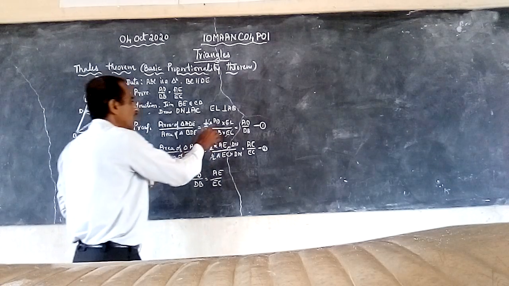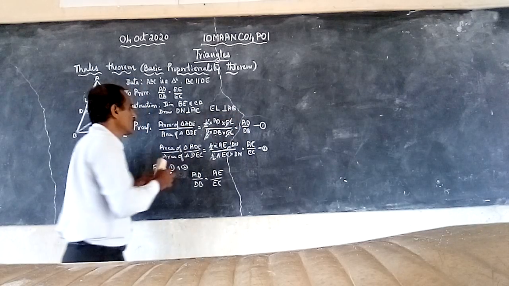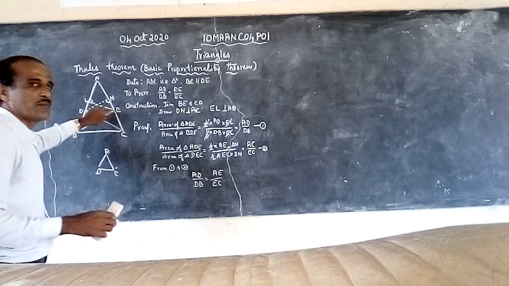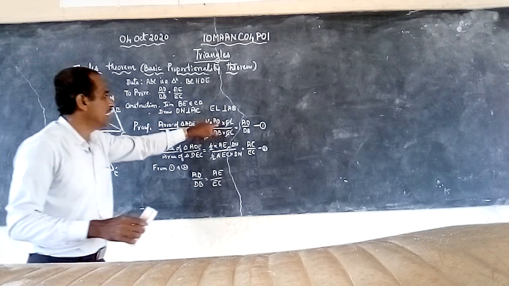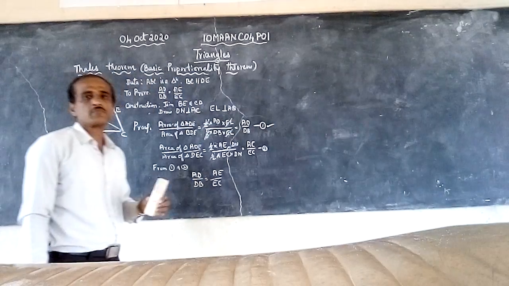So the half gets cancelled, EL gets cancelled. What happens? Area of the triangle ADE divided by area of the triangle DBE is equal to AD by DB. AD by DB. Let us take it as equation 1.